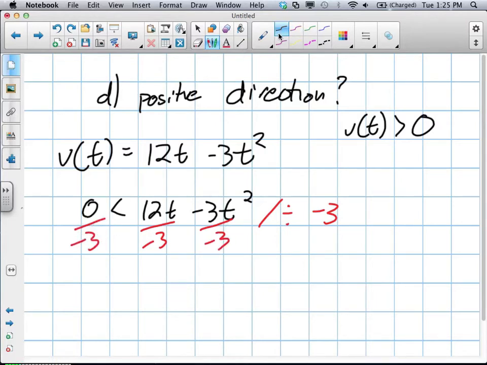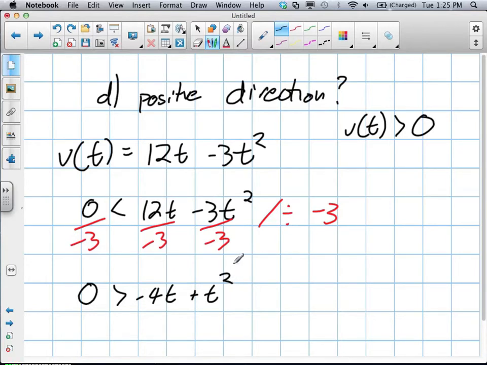Now when I do that with an inequality, anyone know what happens to the sign? Flips. Why does it flip? Anyone remember the rule? Because we're dividing by what? A negative. Okay? We're dividing by a negative, so our sign flips. Now, 0 divided by negative 3 is still 0. 12t divided by negative 3 is negative 4t. And negative 3t squared divided by negative 3 is positive t squared.